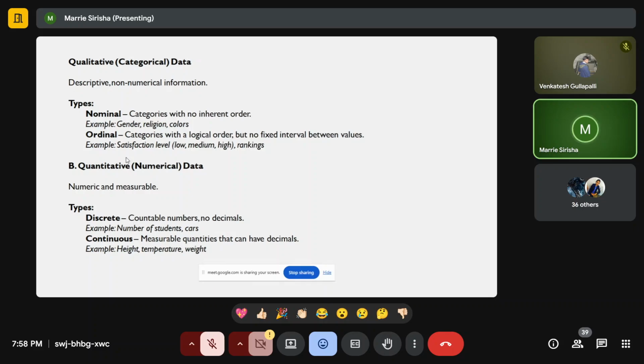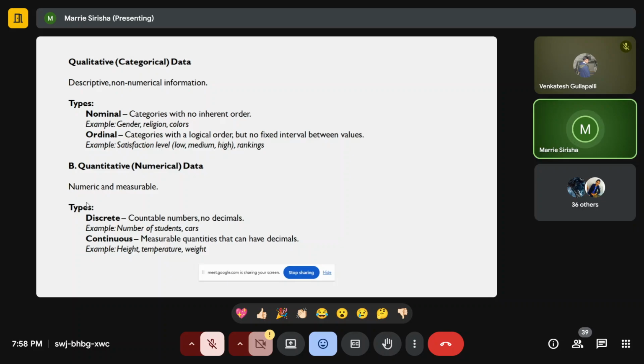And the second one is quantitative data. That means numerical data. In the first one you have only categories, in the second one you have numerical. Numerical means number and measurable. It is measurable data, whereas in the first one you have only descriptive form. In the second one you have number based data basically.